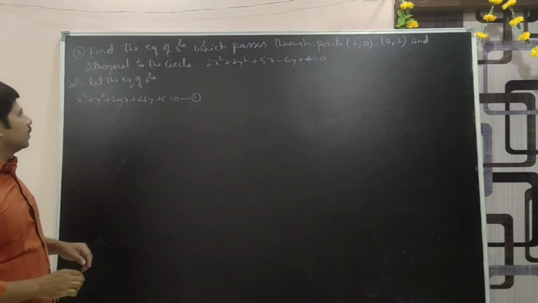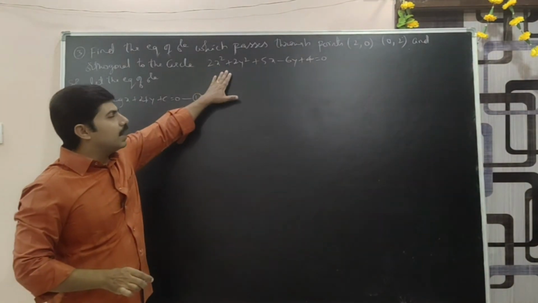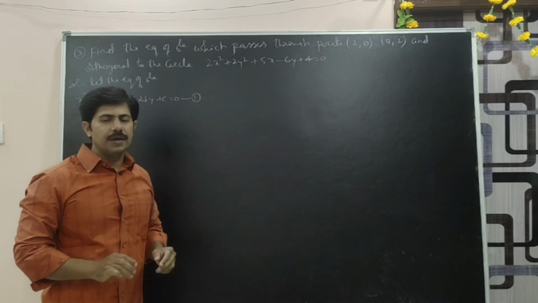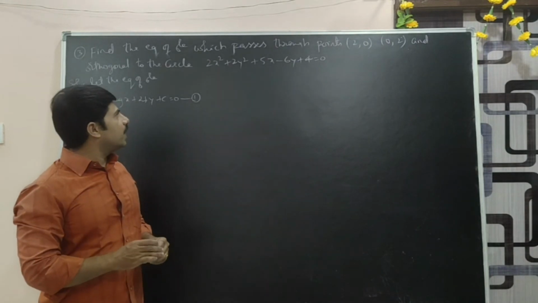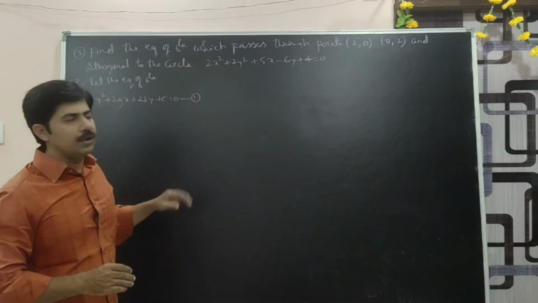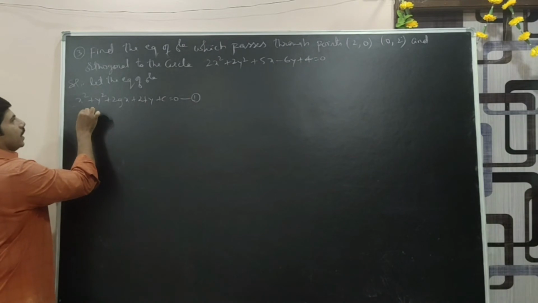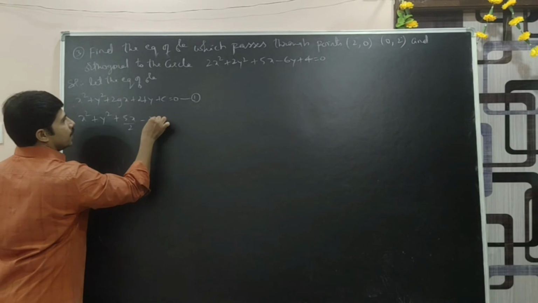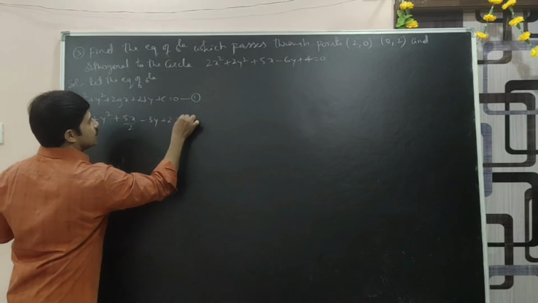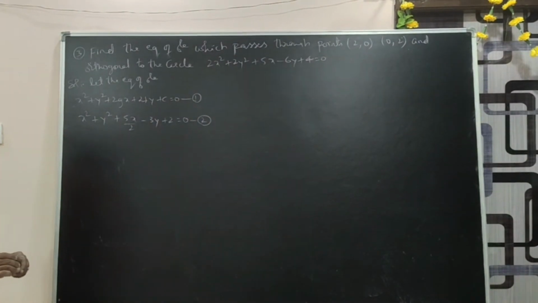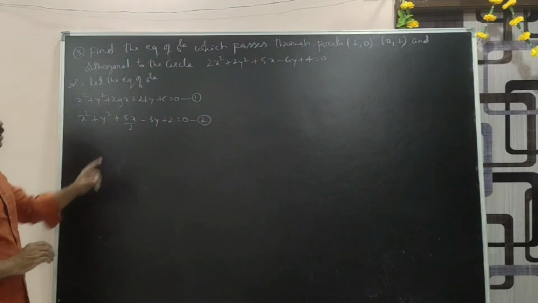Then after that we have one more equation of circle, but here in this equation the coefficient of x square and y square is not 1, it is not unity. So you have to divide the equation of circle by 2 to make it as unity. So I will divide by 2. So what we get is x square plus y square plus 5x by 2 minus 3y plus 2 is equal to 0, equation 2.